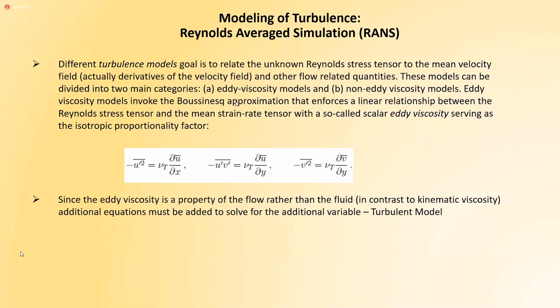The Boussinesq approximation is a whole different thing. It's what we talked about with buoyancy. What we see here is a linear relationship, a linear eddy viscosity model. It's important. I'm going to show you an example of other eddy viscosity models, which are nonlinear.